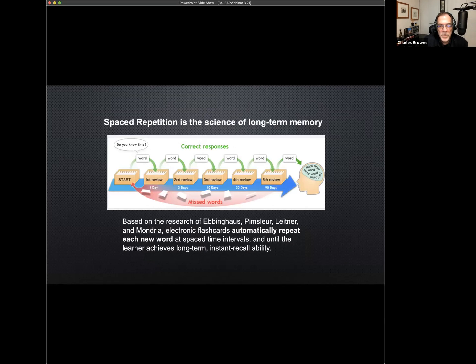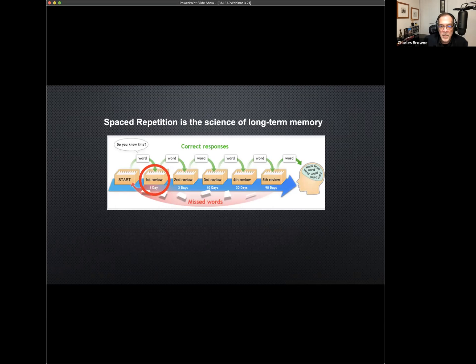The article I read by Mondria described a physical set of boxes that you would set out: one box for 1 day review, another box for 3 day review, another for 10, 30, and 90. What you would do is the new words go in the start box. And after you study it and get it right, you put it into the next box, 1 day. And then 1 day later, you go to that box, and if you get it right, you put it into the 3 day box. And 3 days later, you go to that box and study it again and put it into the 10-day box. 10 days later, you study it again.